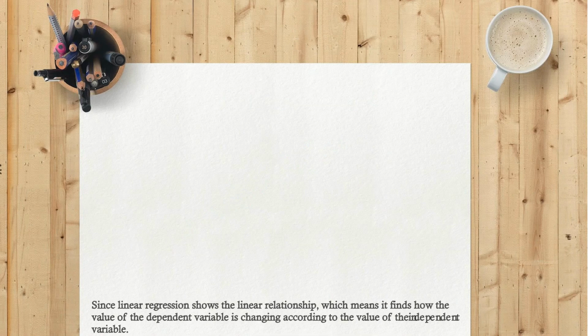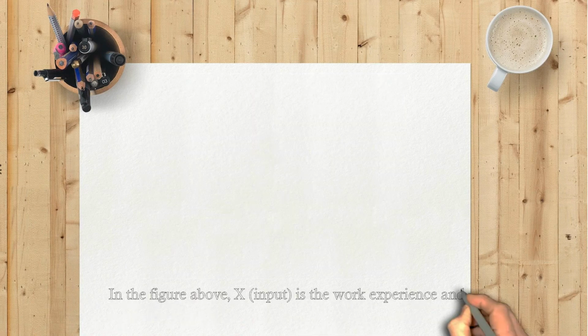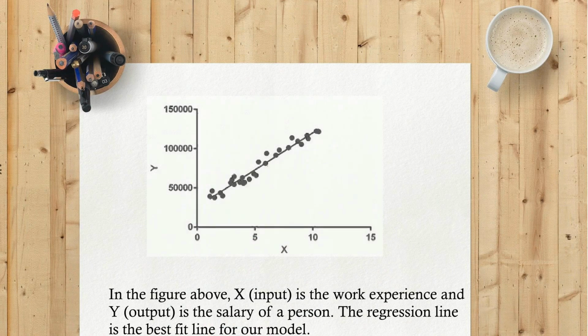Since linear regression shows the linear relationship, it finds how the value of the dependent variable is changing according to the value of the independent variable. In the figure above, x, input, is the work experience, and y, output, is the salary of a person. The regression line is the best fit line for our model.